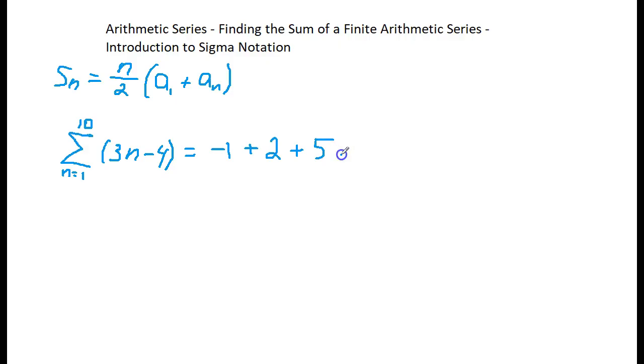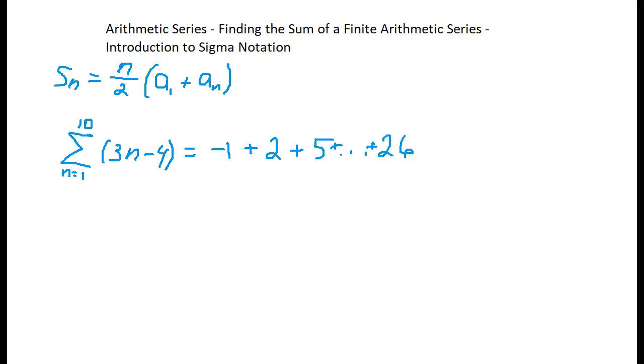Now, I don't need to find all 10 terms in order to find the sum of this, because I only need the first term and the 10th term. I know that n is 10 because there are 10 terms. So let's find the 10th term. 3 times 10 is 30. 30 take away 4 leaves you with 26. And I need to have a plus here and a plus here, because we're adding all these terms.